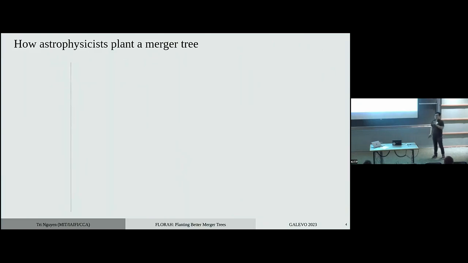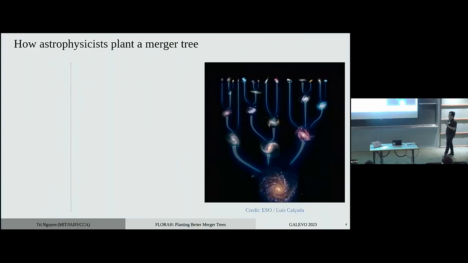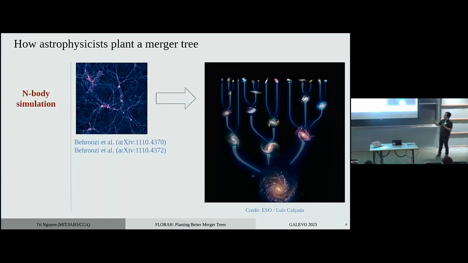So how does an astrophysicist typically plant merger trees? There are two ways. One way is you can use N-body simulation. You can run a cosmological box such as Illustris, and all the amazing simulations that people mentioned today. And you can use the Rockstar halo finder to extract halos from the dark matter particles, and you can connect the dark matter halos using algorithms such as Consistent Trees to get a merger tree. And a second way that you can do this is you can use the extended Press-Schechter formalism.